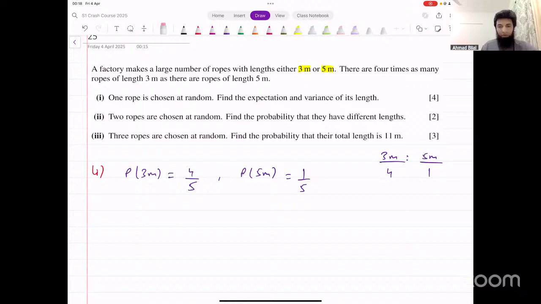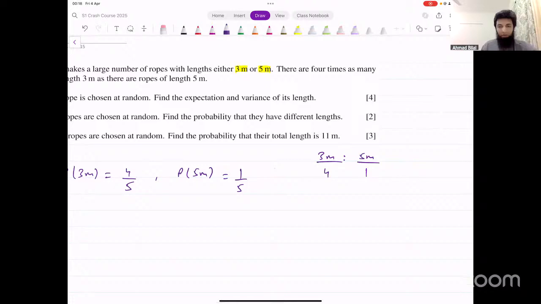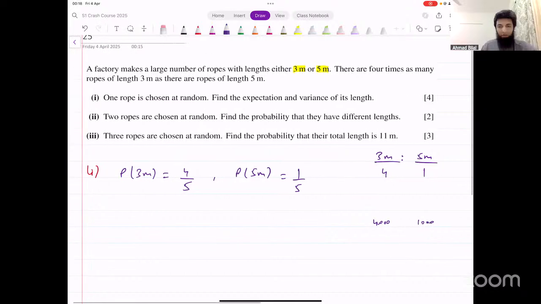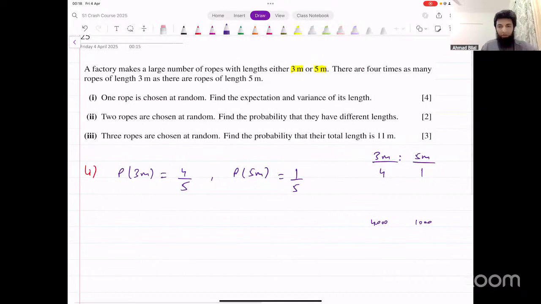Now, given that it's a large number, we can say, for instance, if there were 5,000 ropes, then this would be 4,000, and this would be 1,000. If this was 40,000, then this would be 10,000, right? That could be a large number.